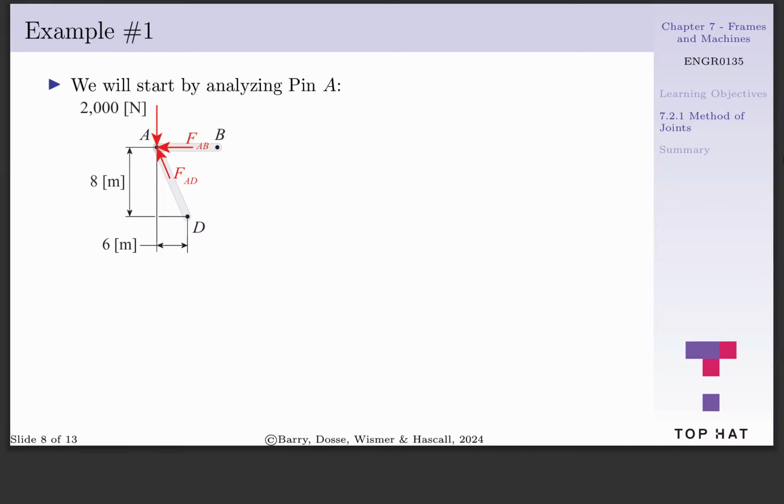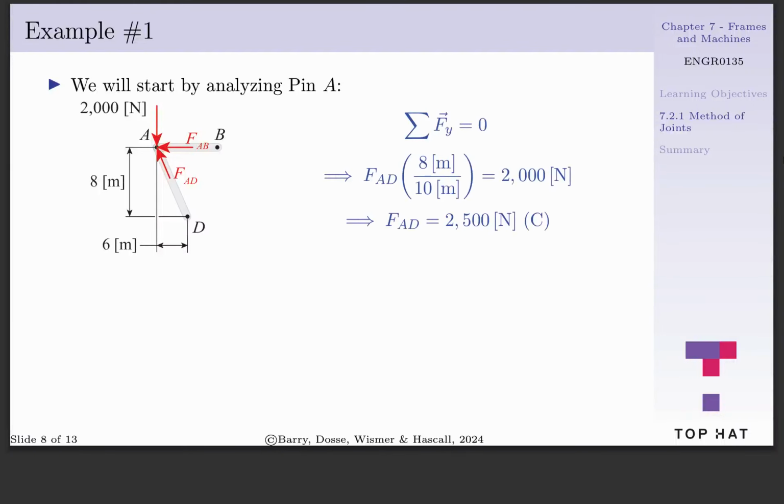Starting with pin A, we have 2,000 newtons acting downward, FAB acting in the negative x direction, and FAD acting in the negative x direction and positive y direction. Summing the forces in the y direction, we have FAD times sine theta, which is the angle between members AB and AD. Because this is a right triangle, we know the hypotenuse is going to be 10 meters. Sine theta, which is opposite over hypotenuse, is equal to 8 meters per 10 meters.